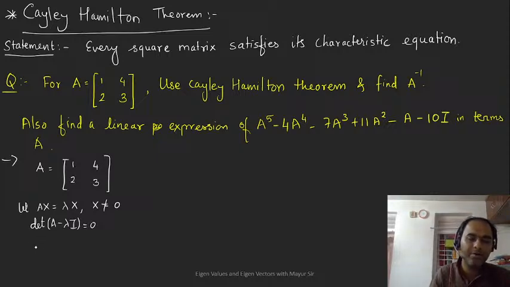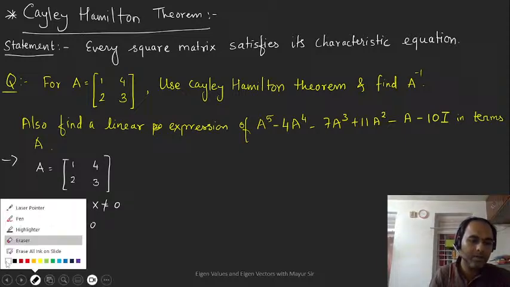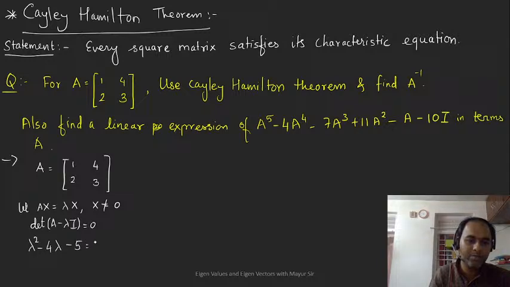So here the thing is lambda square minus the trace, that is 4 lambda, plus the determinant. What is the determinant? It is going to be minus 5, right? Minus 5 is the determinant here. So the answer is lambda square minus 4 lambda minus 5 equal to 0. This is the characteristic equation.